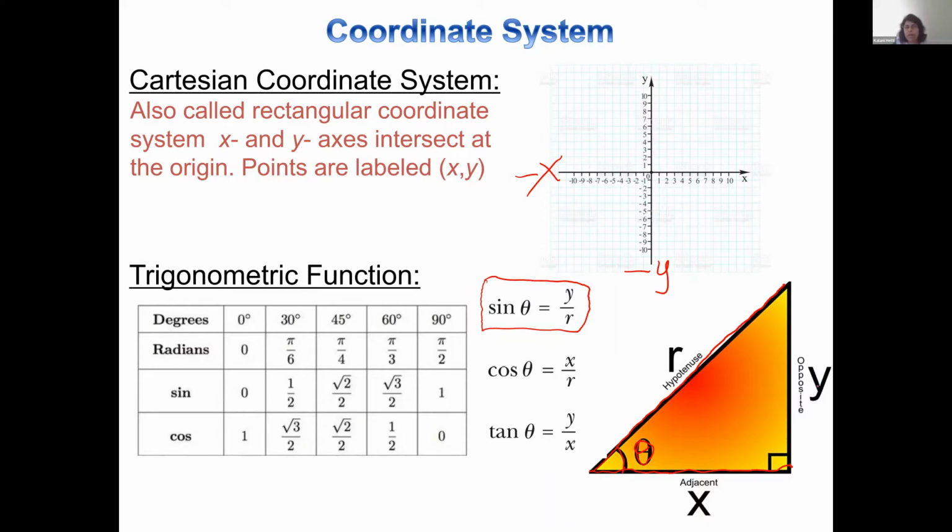That's why I have y divided by r. And cosine of theta will always be adjacent over hypotenuse, x over r. And tangent theta will always be opposite over adjacent. So that will be y over x, right? So that you already know. If you don't know, try to get that idea of those angles.